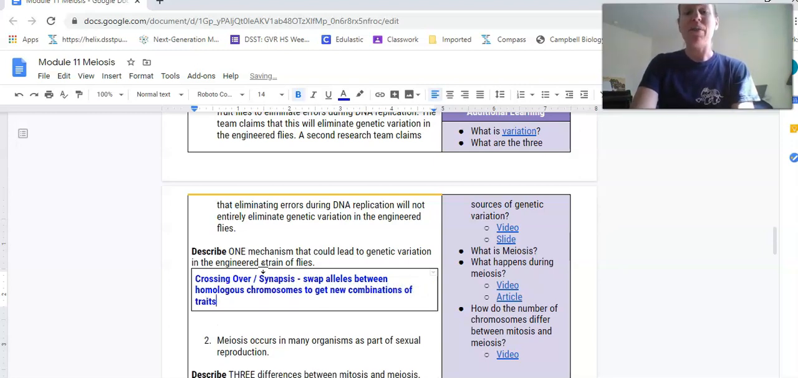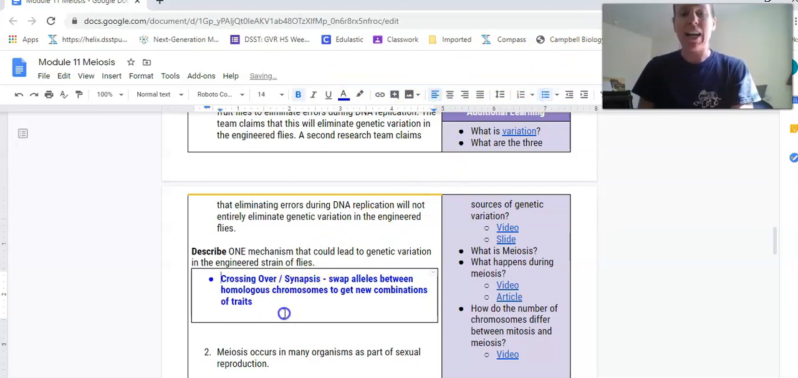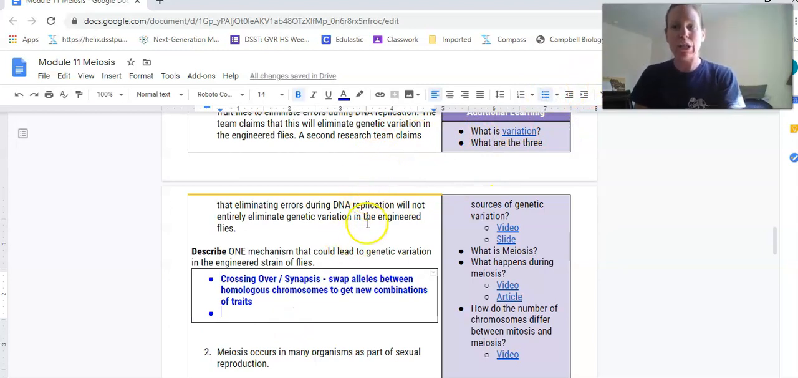Just like in our do now, crossing over led to different combinations of body color and wing size. It used to be that if you had vestigial wings, you had a black body, but now you can have a brown body and vestigial wings. That's all from crossing over when those genes are on the same chromosome, or linked. Great, so one source of genetic variation, I've nailed it.